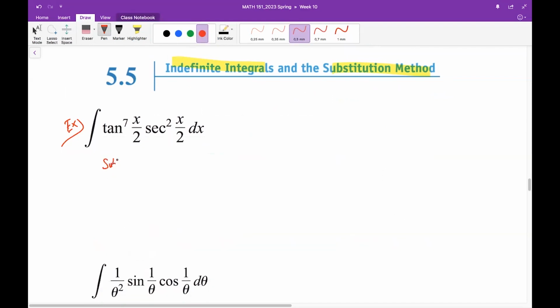So how do we apply substitution? You choose some part from the function inside as your substitution. So let's try tangent of x over 2 as our u. Then you will compute du. Computing du means you are taking the derivative. Secant squared is the derivative of the tangent function. Then you need to multiply by the derivative of the inner part like that.